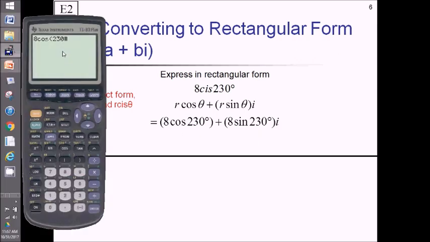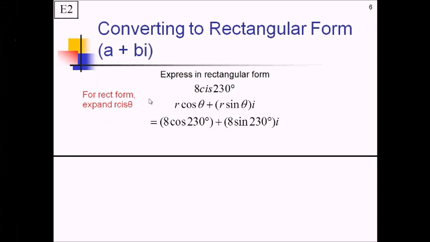So 8 times the cosine of 230 is negative 5.1. And let's use sine instead of cosine now for the other one. That comes out to negative 6.1. So we have negative 5.1 minus 6.1i. All right, pause the video and try this one out. Let's see how you did.